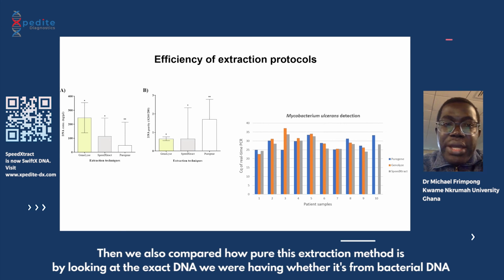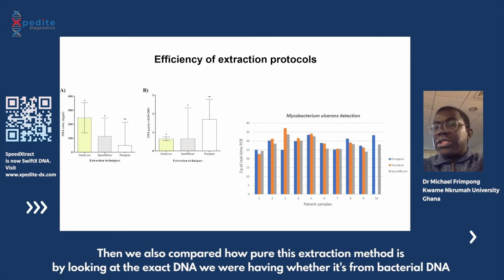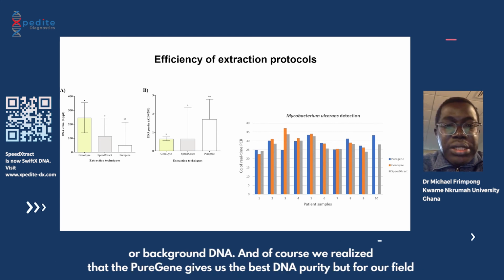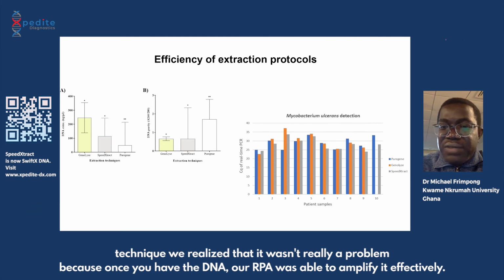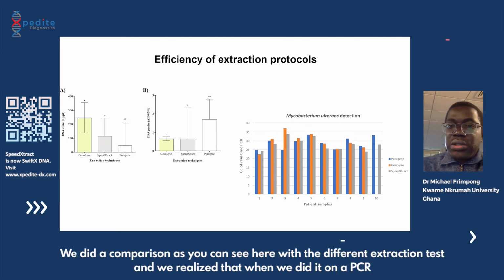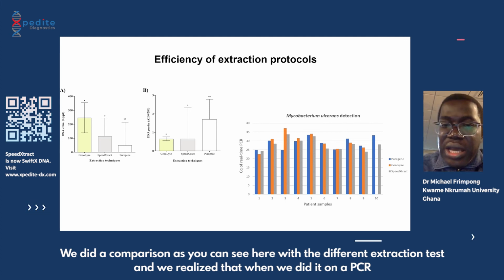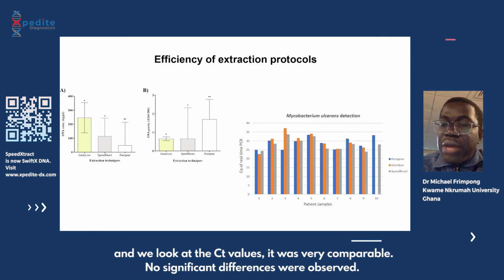And then we also compared how pure these extraction methods are by looking at the exact DNA we were having, whether it's from bacterial DNA or background DNA. And of course, we realized that the PureGen gave us the best DNA purity, but for our field technique, we realized that it wasn't really a problem, because once you have the DNA in there, our RPA was able to amplify it effectively. And we did a comparison, as you can see here, of the different extraction tests, and we realized that when we did it on a PCR and we look at the CT values, it was very comparable. No significant differences were observed.